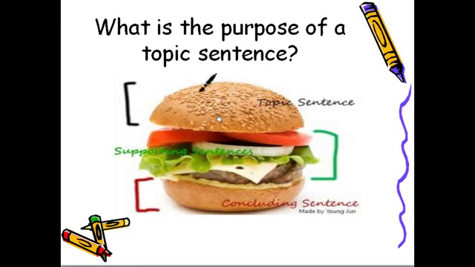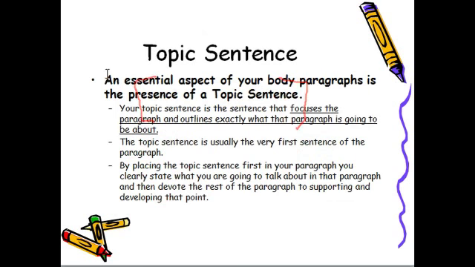Similar to a hamburger, the purpose of the topic sentence is really to introduce your subject. It helps hold your whole paragraph together. Without the direction of a topic sentence, your paragraph will end up being messy, just like a hamburger. So again, the purpose of the topic sentence is really to focus your paragraph, and it outlines exactly what that paragraph is going to be about.